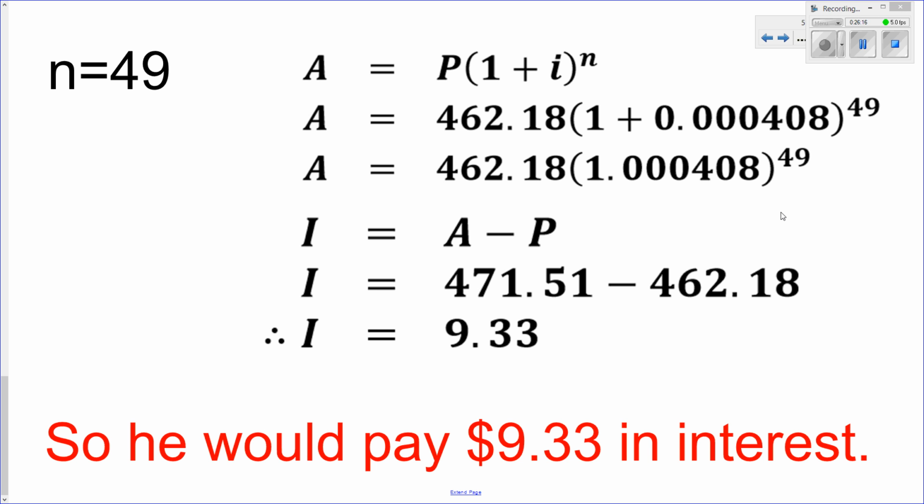So remember, the end of A is equal to 471.51. Make sure you put that right here in your notes. Right there in your notes. And then we have to calculate interest. Interest is just I is equal to A minus P. I is equal to 471.51 minus 462.18. I is equal to 9.33. So he's going to pay $9.33 in interest. And that's it for today.